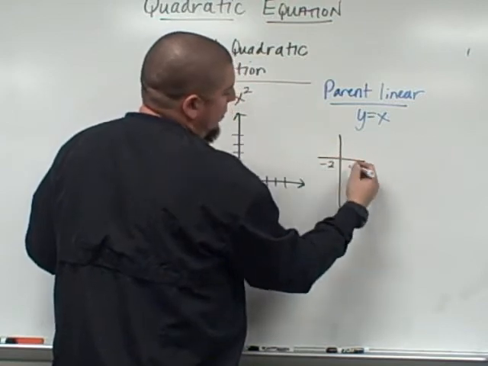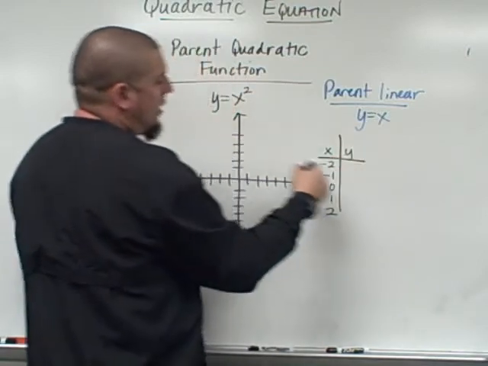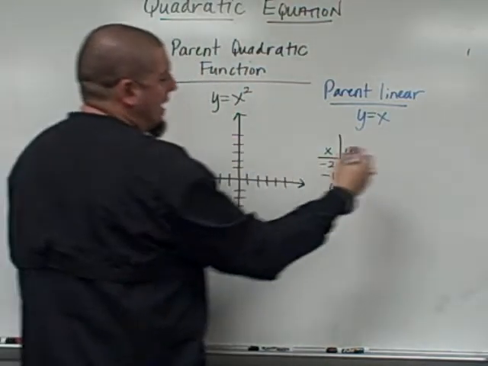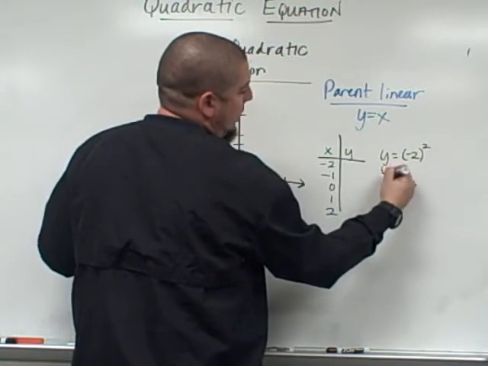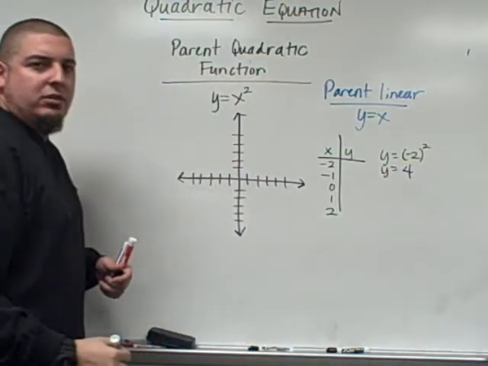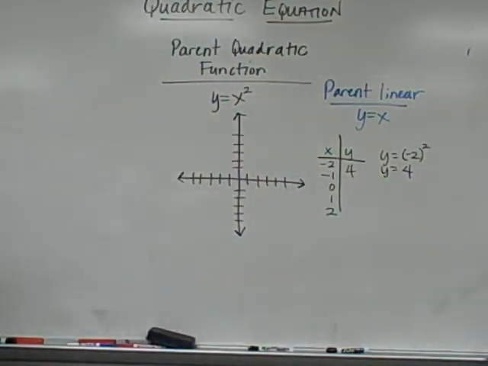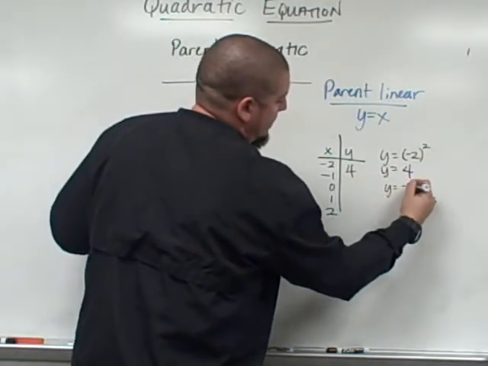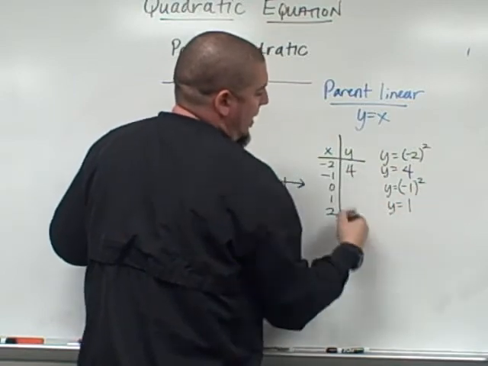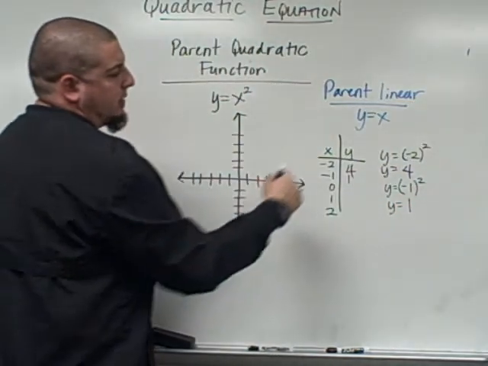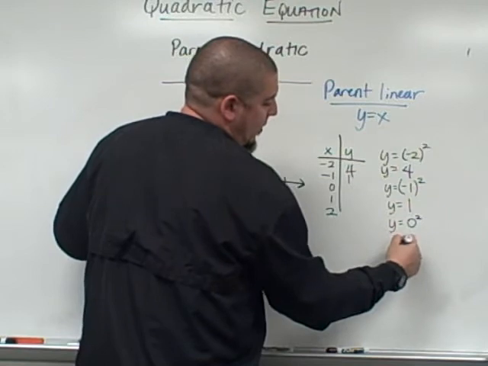We're going to do negative 2, negative 1, 0, 1, and 2. What we're going to do is plug them in. If x equals negative 2, I'd have y equals negative 2 squared. So y equals 4. Negative 2 times negative 2 is a positive 4. So there's my 4 value. If x equals negative 1, negative 1 squared, negative 1 times negative 1 is positive 1.